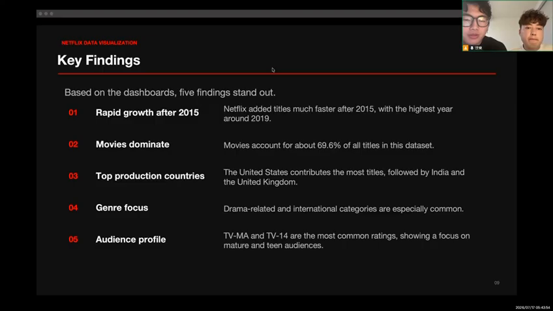First, Netflix experienced very rapid growth after 2015. Second, movies account for about 70% of the platform's content. Third, the United States contributes the largest number of titles, followed by India and the UK. Fourth, drama-related content is the most common genre. Finally, TV-MA and TV-14 are the dominant content ratings, showing that Netflix mainly targets mature audiences.